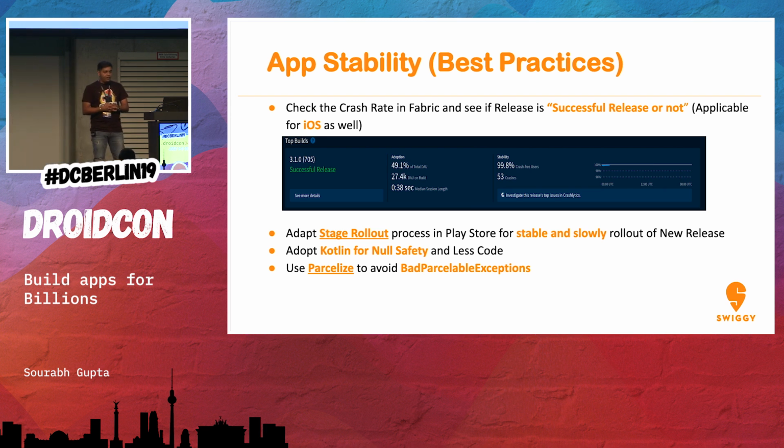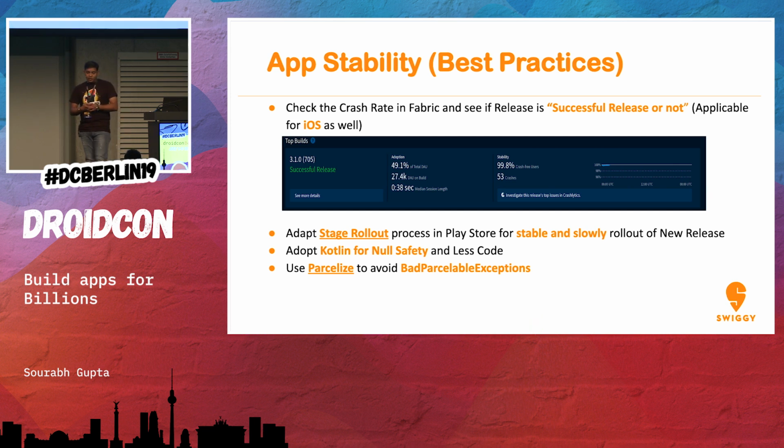Another way to improve app stability is to adopt the staged rollout. Don't do a 100% rollout at one time. Go slowly, adopt the staged rollout. Make it live for 1%, 5%, 10%, then 50% of users. Adopt Kotlin for the null safety and less code.